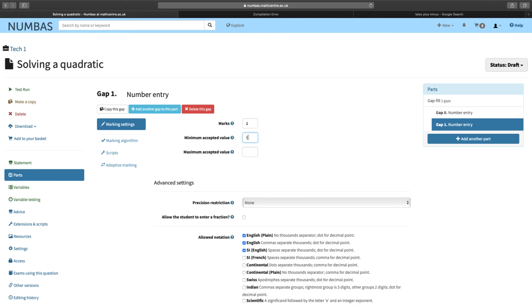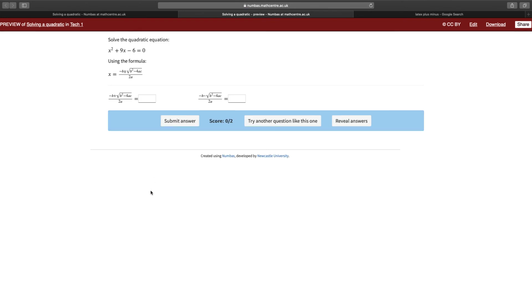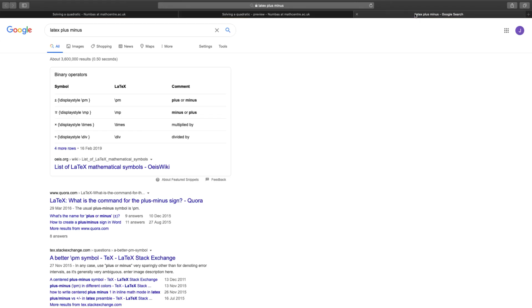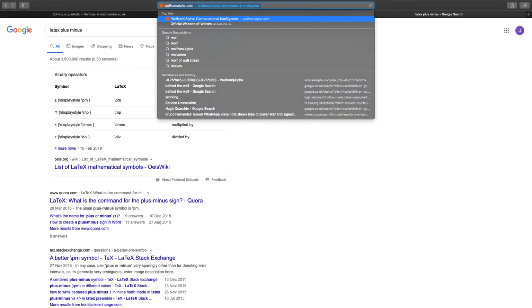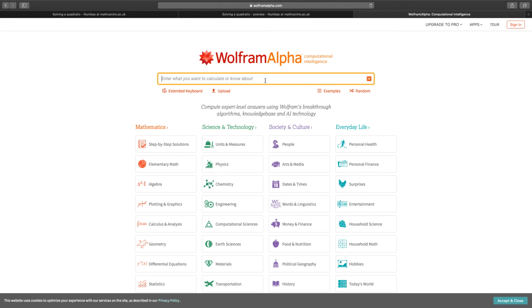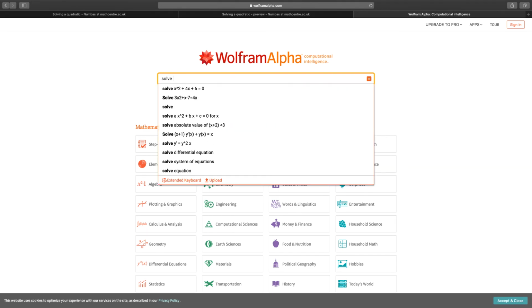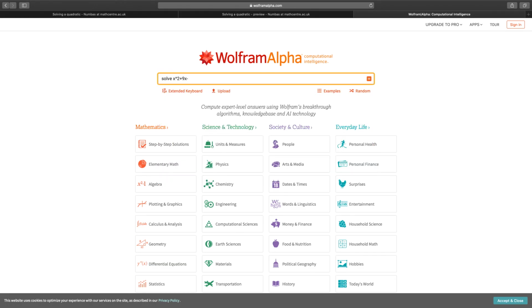Okay. Answer 2, sorry, times 0.99 and answer 2 times 1.01. Right, now hopefully it's going to work. That looks better. X squared plus 9x minus 6. Let's just cheat. What was it? X squared plus 9x minus 6 equals 0.